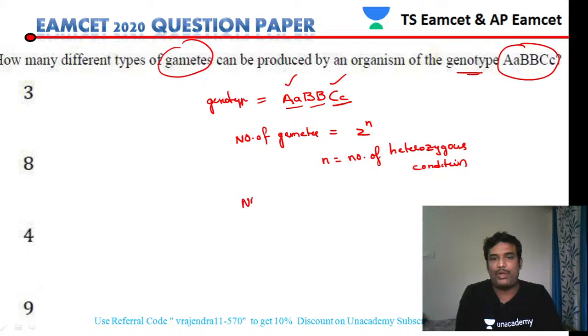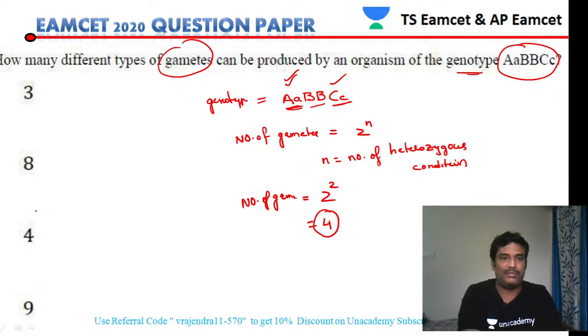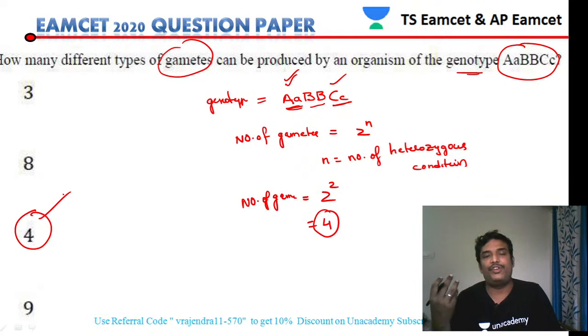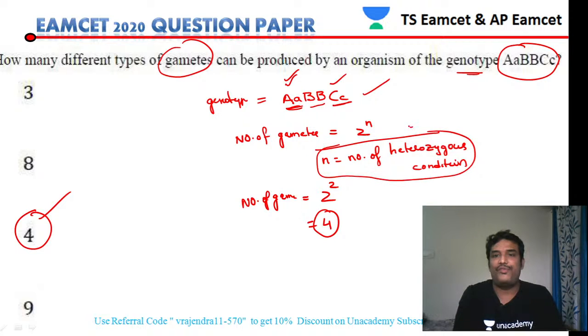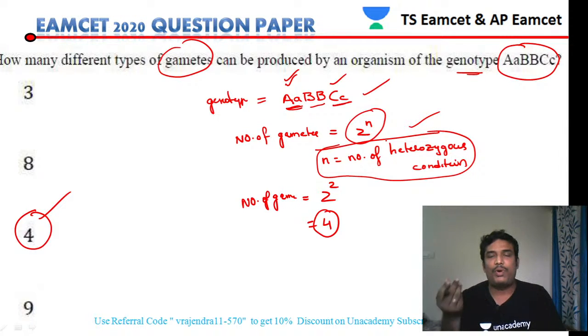So according to our formula, number of gametes is equal to 2 power the number of heterozygous conditions, which is 2. You can see here, this is one heterozygous condition. Why is it called a heterozygous condition? Capital A, small a. Capital C, small c. So 2 power 2 is equal to 4. So 4 will be our answer. For the number of different types of gametes produced by an organism of this genotype, you have to use this formula: number of gametes is equal to 2 power n, where n is the number of heterozygous conditions. So 2 power 2 is equal to 4. So this is how we have to do it, students.